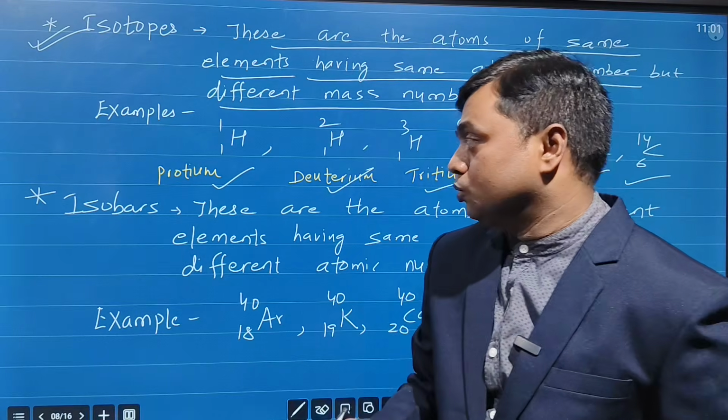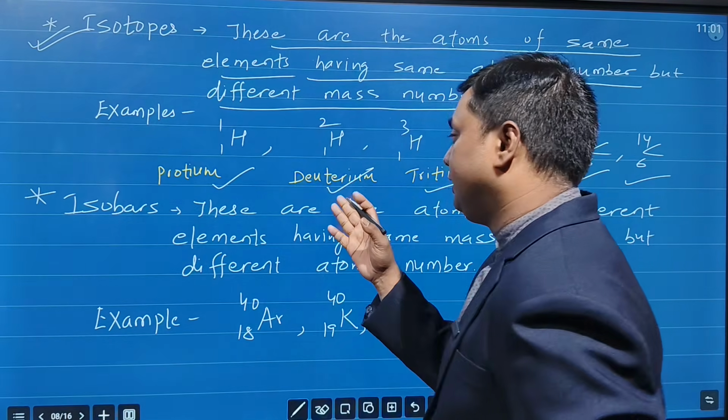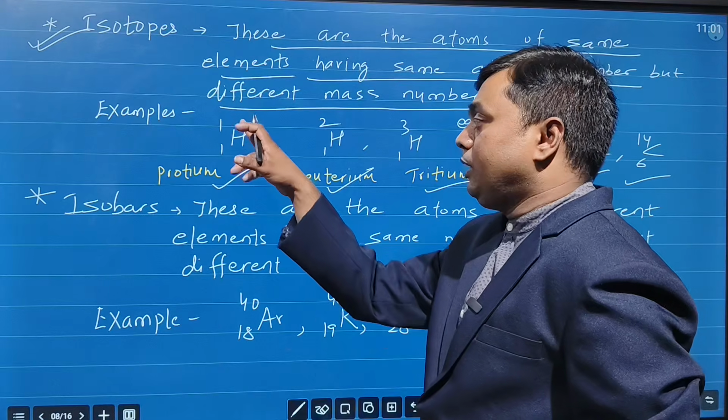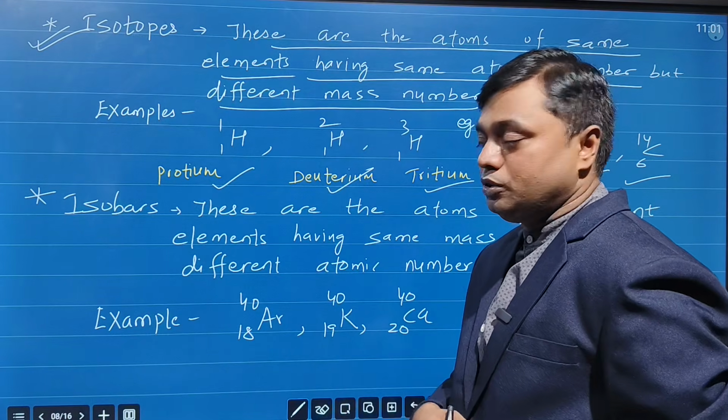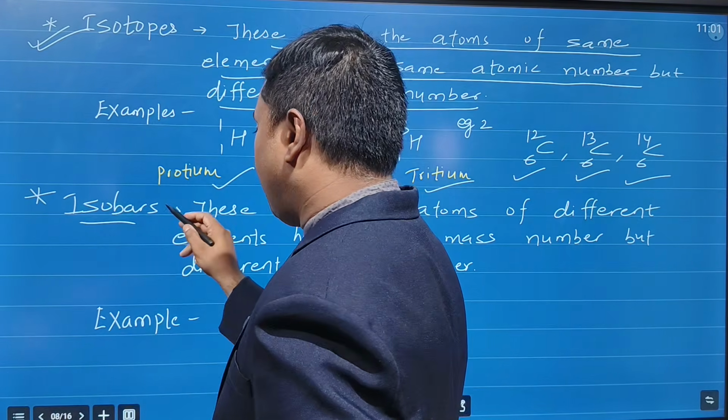In an MCQ, they may ask you to find the number of neutrons in deuterium. So 2 minus 1, 1. Protium, 1 minus 1, 0. Yes or no?